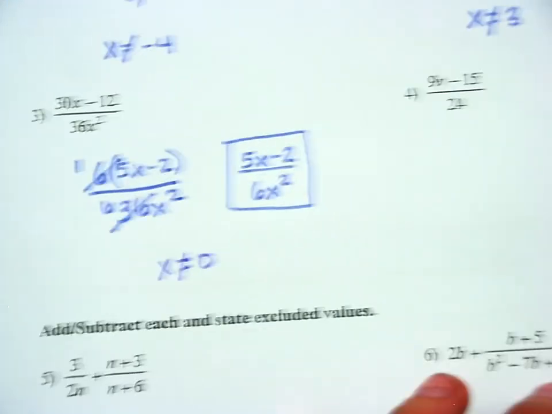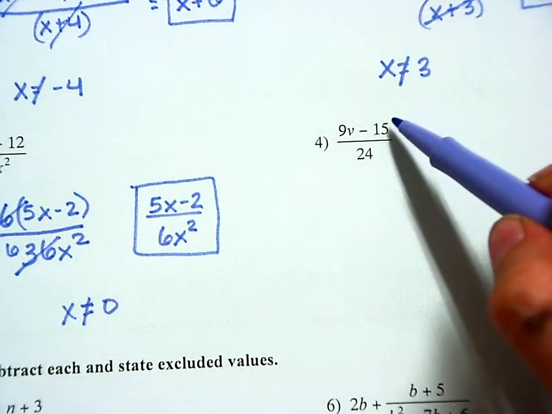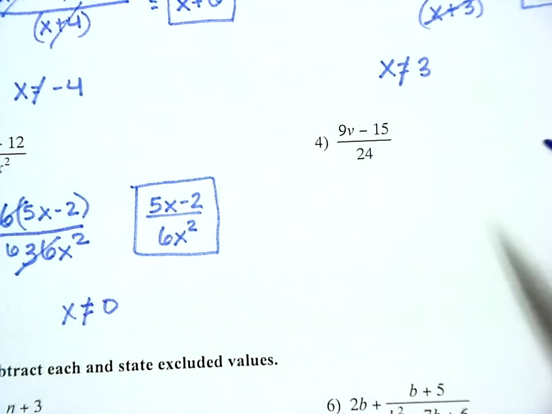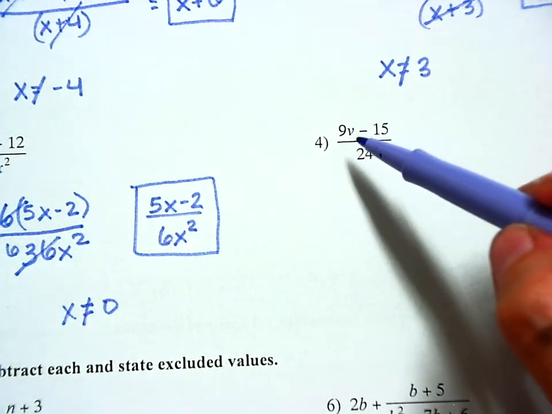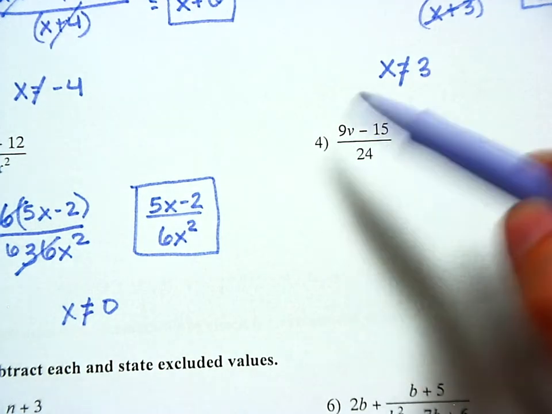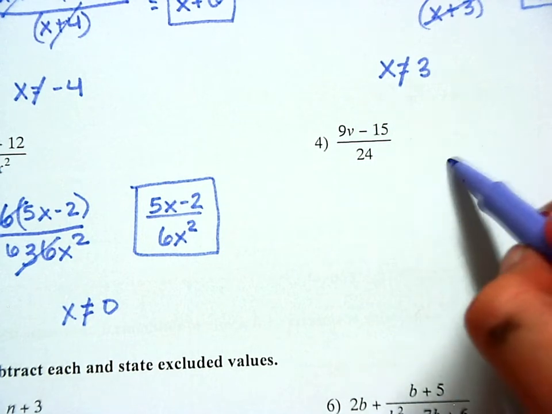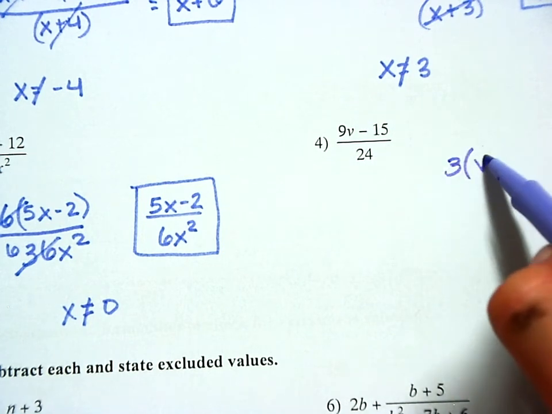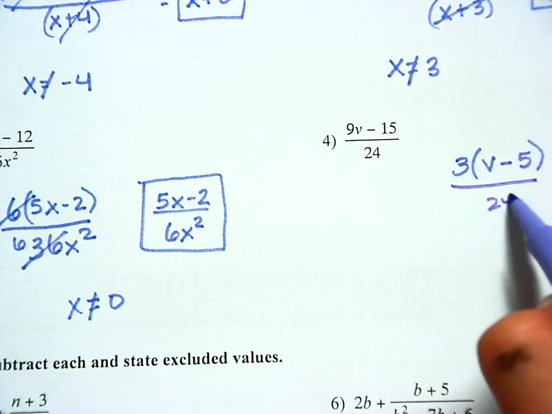All right, last one for simplifying. We've got, again, a binomial and then just a number. So I'm going to go through and see, all right, well, I can definitely factor out a 1, but that's not going to do anything. I can't factor out a 2. Ooh, but I can definitely factor out a 3. So I've got 3, and then v minus 5 is left, all over 24.